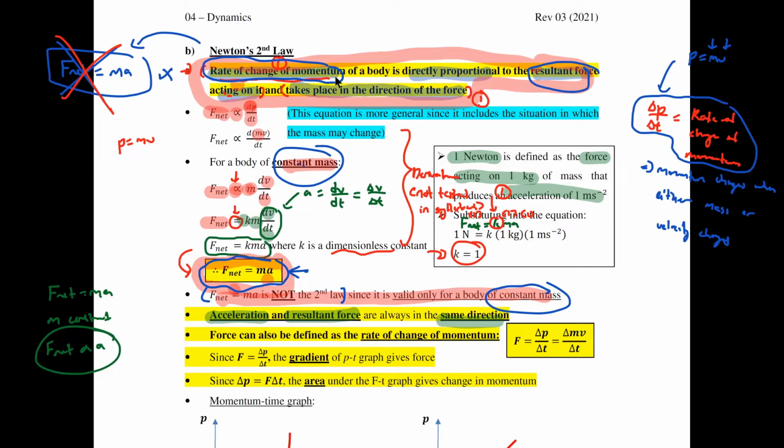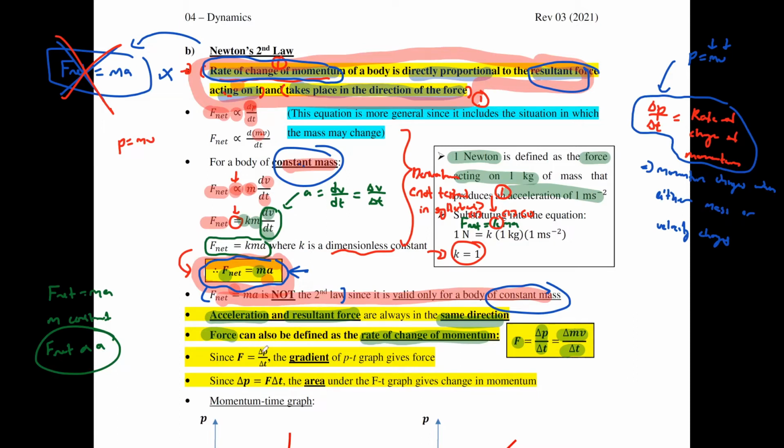You will never ever have a case where resultant force and acceleration are in opposite directions. They must always be in the same direction. And then the next thing you can talk about is force. Now, force is defined as rate of change of momentum. You see, F net equals ma here. You can also say that force is rate of change of momentum, delta mv over delta t. Same thing here, either mass change or velocity change.